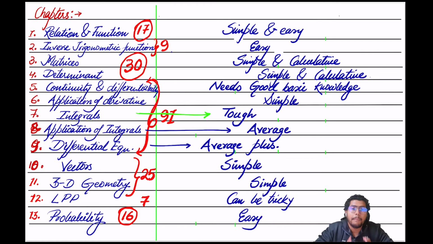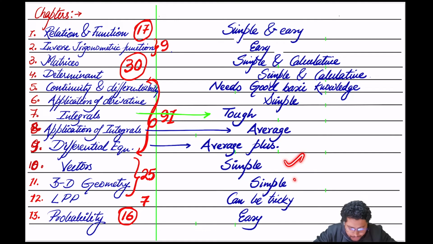C and D, basic knowledge you need. If you have basic knowledge, you'll be able to solve. Integrals, yes, you have to practice. All the formulas, everything you have to practice and then do. Integrals is good. AOI, again average, not that difficult. Differential, average plus. Some questions are good.